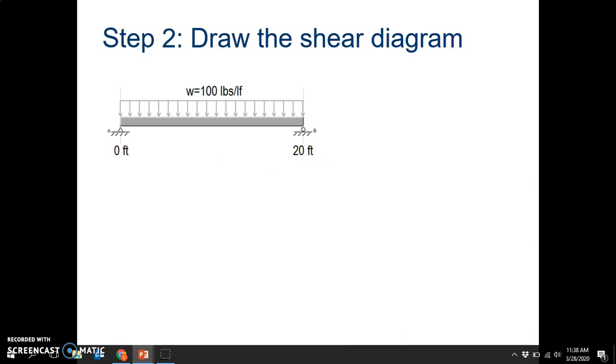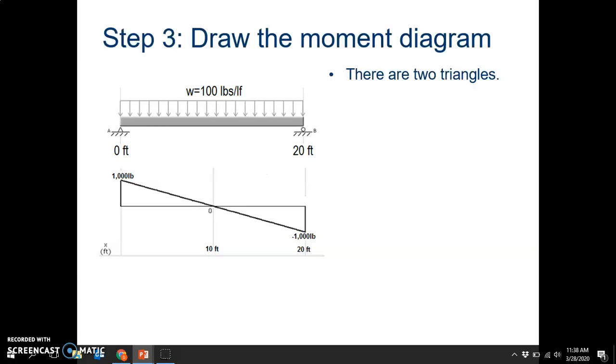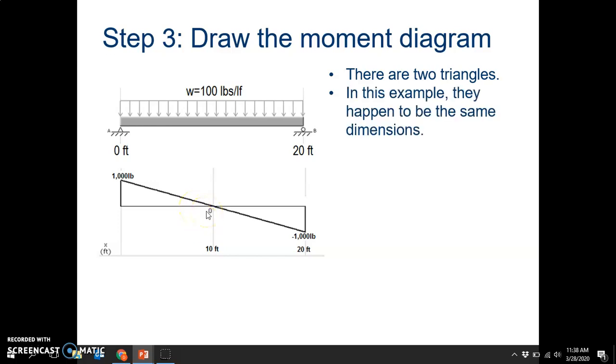Next, you would need to draw the shear diagram. And you should know that you go up 1,000, and then for every 1 foot you move over, you go down 100. Your slope is negative 100. So there would be your shear diagram. So I see 2 triangles. Each triangle has a height of 1,000 and a length of 10. In this example, they happen to be the same. This is symmetrically loaded, so this triangle right here is going to be the same as this triangle right here.